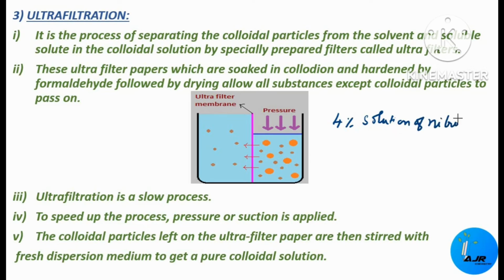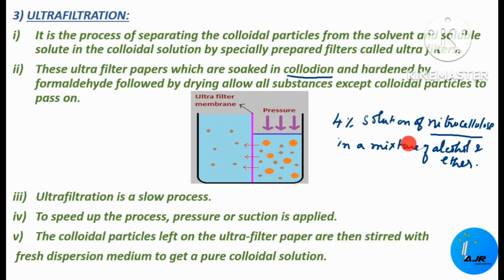It is a 4% solution of nitrocellulose in a mixture of alcohol and ether. So what is collodion? It is a 4% solution of nitrocellulose in a mixture of alcohol and ether. This collodion is impregnated in the filter paper, and then it is hardened and dried. These collodion-impregnated filter papers, or ultrafilter papers, will never allow the colloidal particles to come out, but will allow other particles to come out.